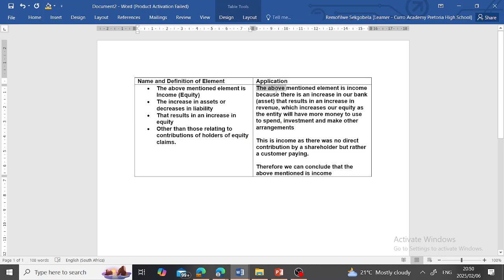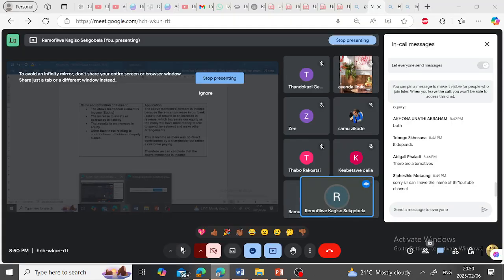Here, the above mentioned is an income because there's an increase in this. This is 1 mark, which is going to result in an increase in equity, 1 mark, which will make the business have more money to spend. Third mark. So it's 5 plus 3, which is 8. The income has no direct contribution, 1 mark, and then therefore we can conclude that this is an income, 10 marks. A question like this can easily be 10 marks, guys, in your first semester test.